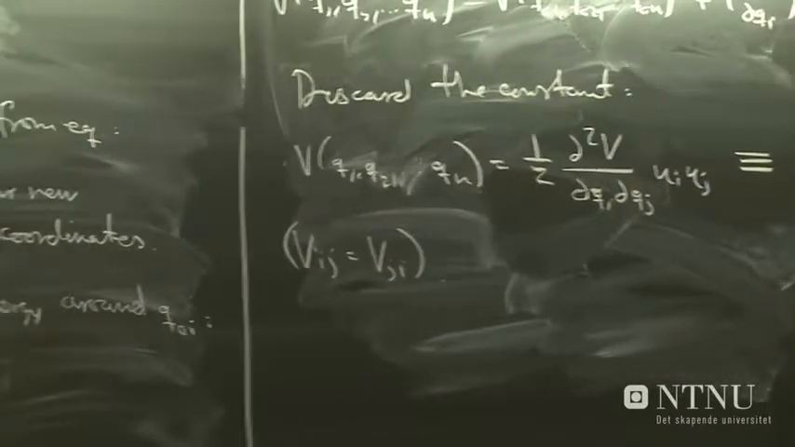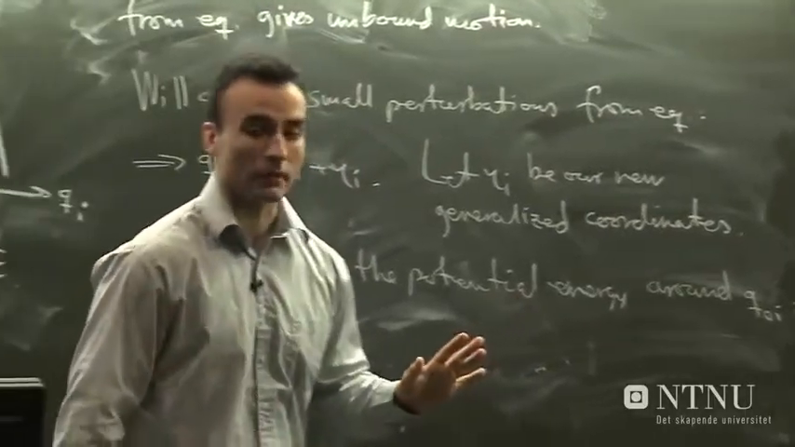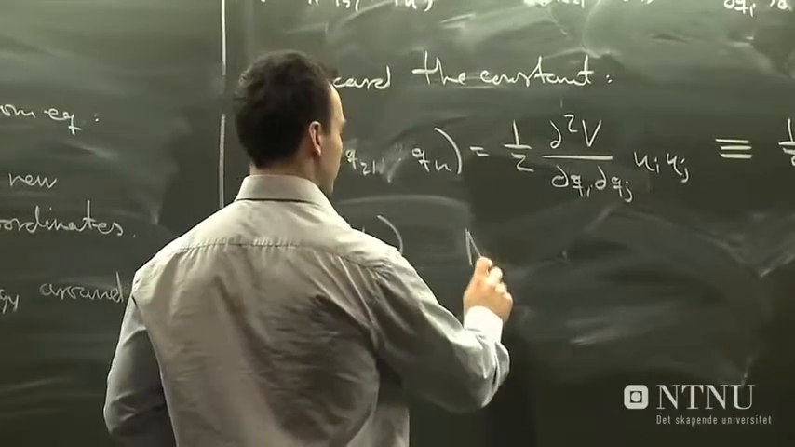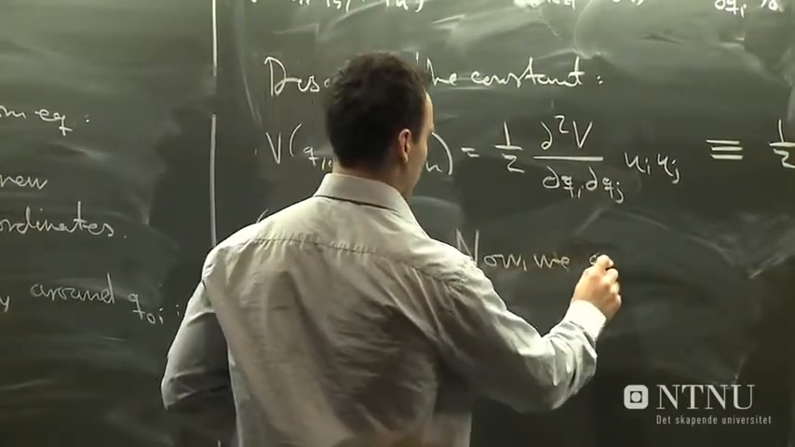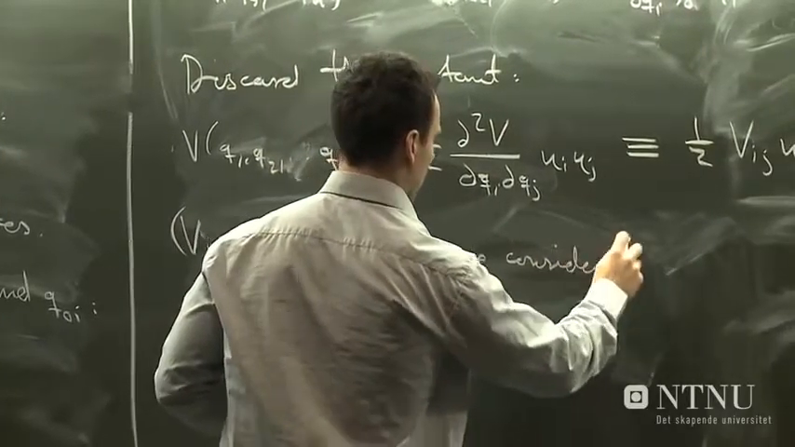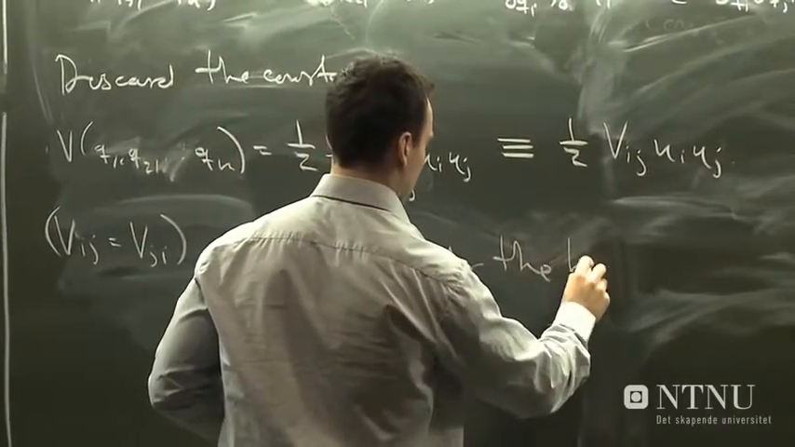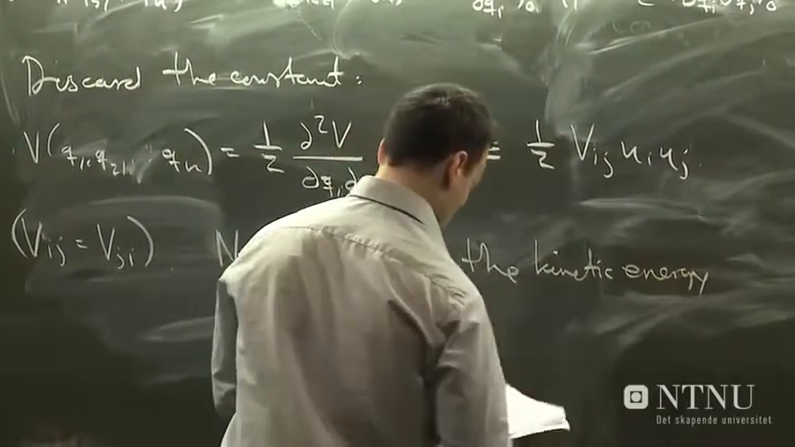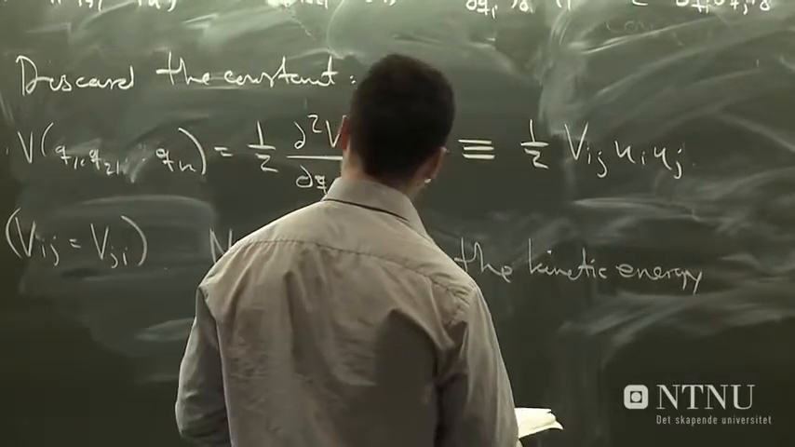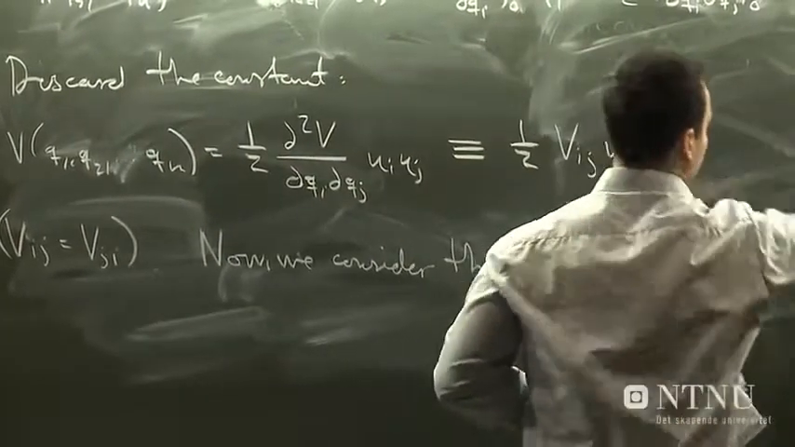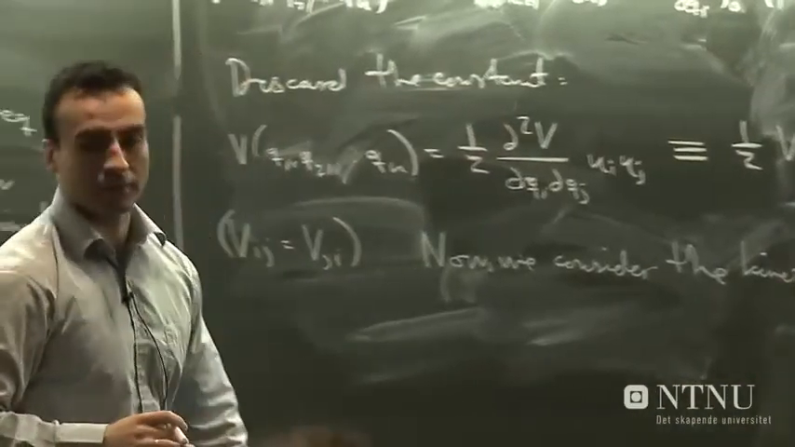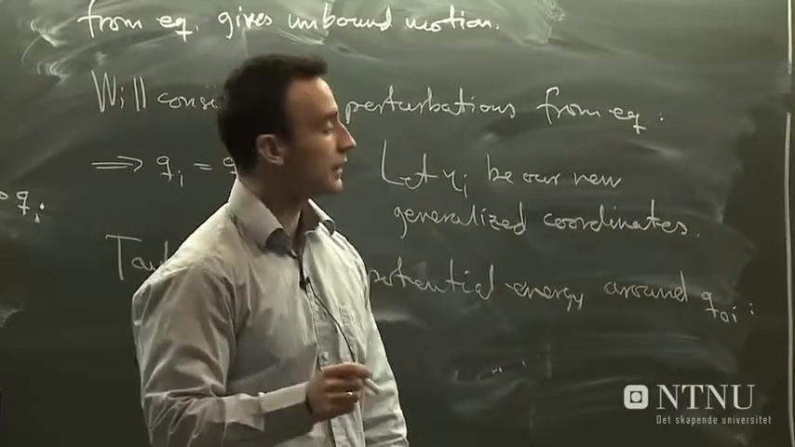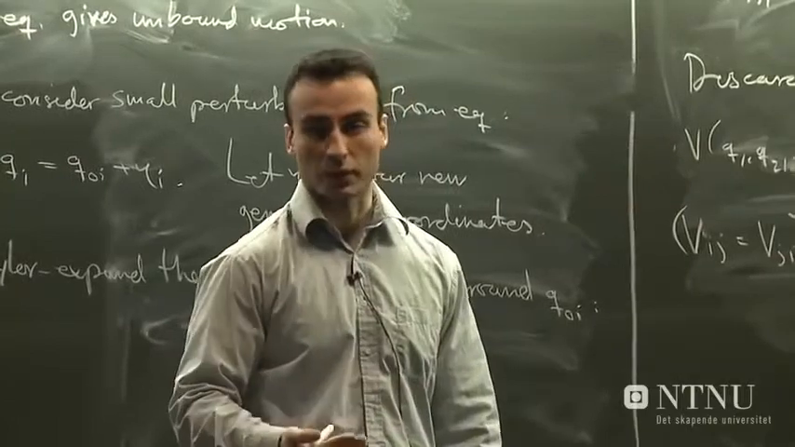Okay, so that was the potential energy. Let's now have a look at what happens for the kinetic energy. The motivation for this, as you might suspect, is that once we have the kinetic and the potential energy, we can write down the Lagrangian of the system, and hence obtain the equations of motion.